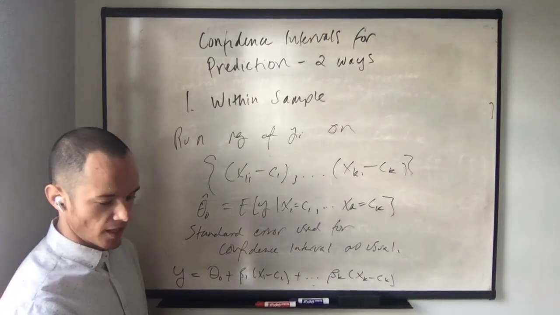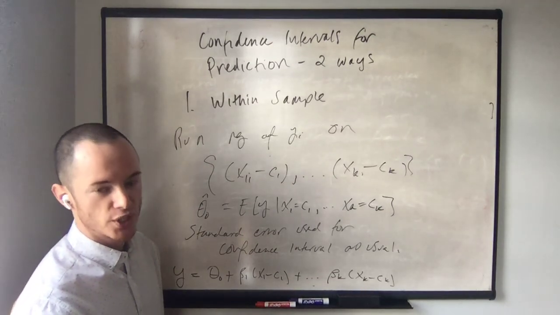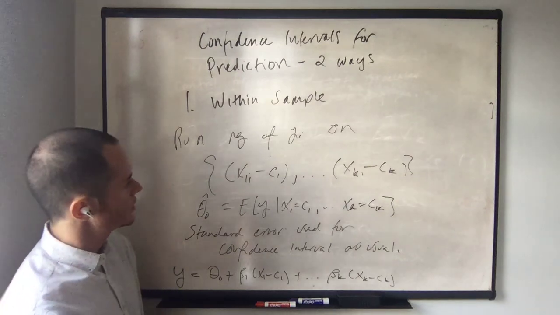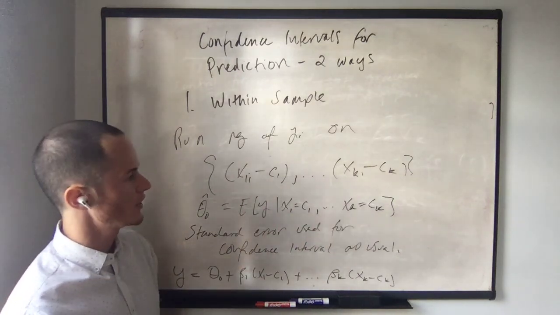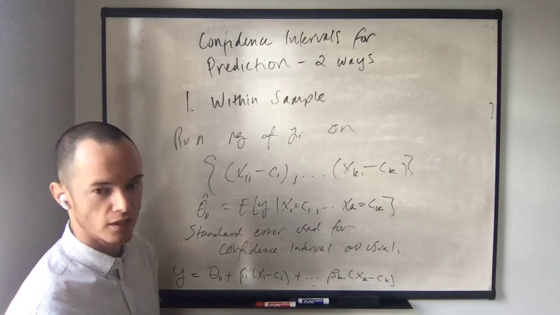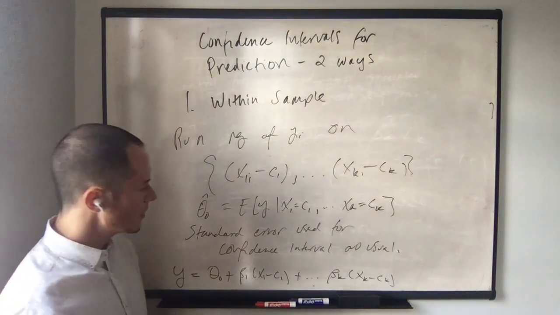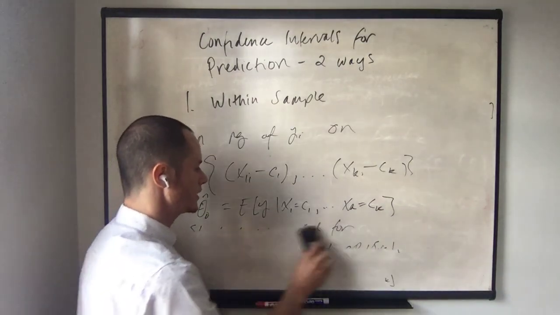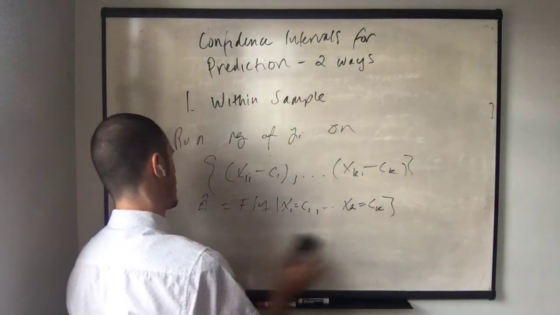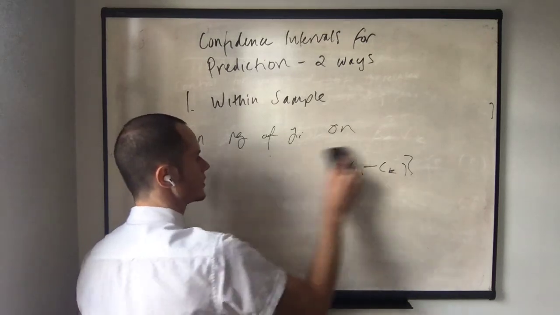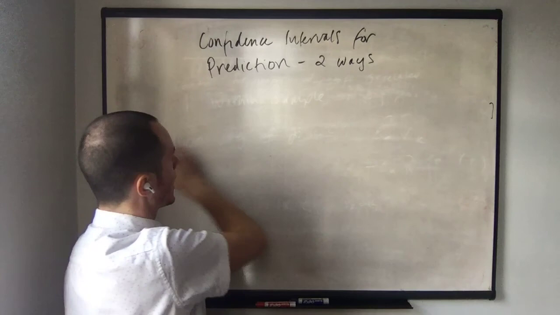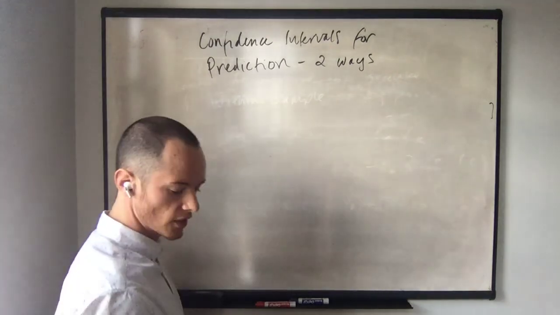So this is within sample, and this is going to give us a prediction for the average value of y for the subpopulation that has these values for their covariates. But you may ask, what about a prediction for a unit like a firm or a school district or a county, a house, that is out of sample.